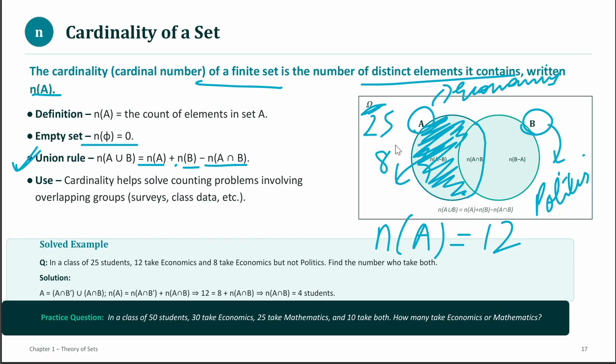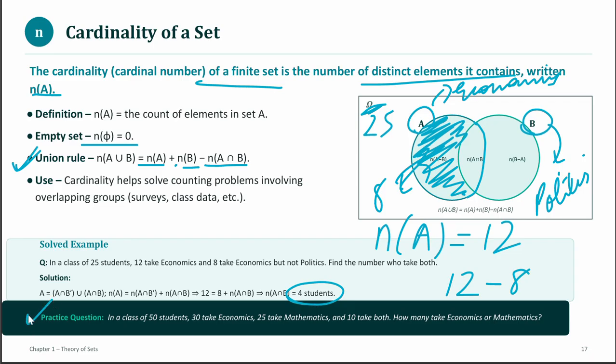Now they are asking to find the number who take both. To find the number who take both, I need to find this area, because this is the intersection of economics and politics. So how will I find it? My entire A was 12, minus this was 8. So 12 minus 8 gives me 4, which is this area. Therefore, there are 4 students who take both economics and politics.